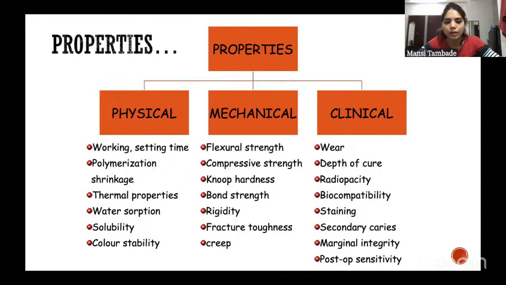Many of the properties I have already discussed, like shrinkage, water absorption, solubility. Then clinically, wear and tear is left. The depth of cure for chemical and light cure I have explained. Radiopacity, and why the radiopacity happens. It is biocompatible with the surrounding tissues. Staining is less, secondary caries chances are very less, the integrity with the margins is very good, and post-operative sensitivity is also very less.